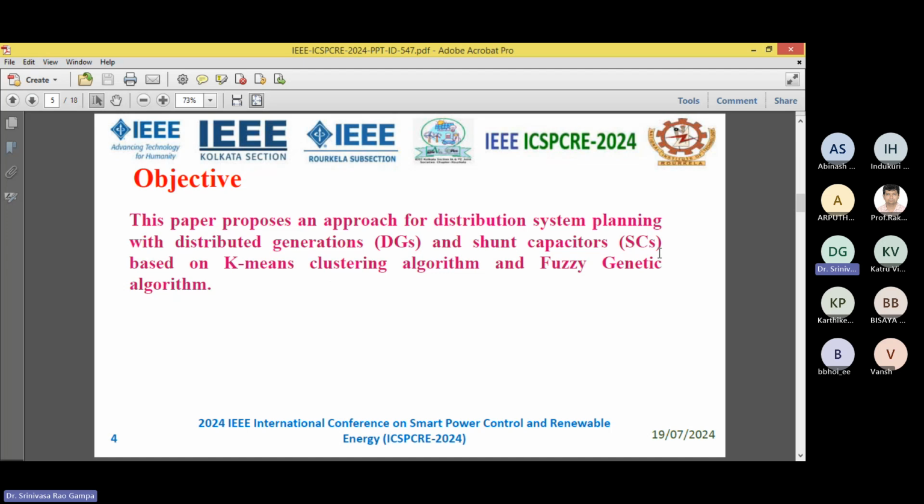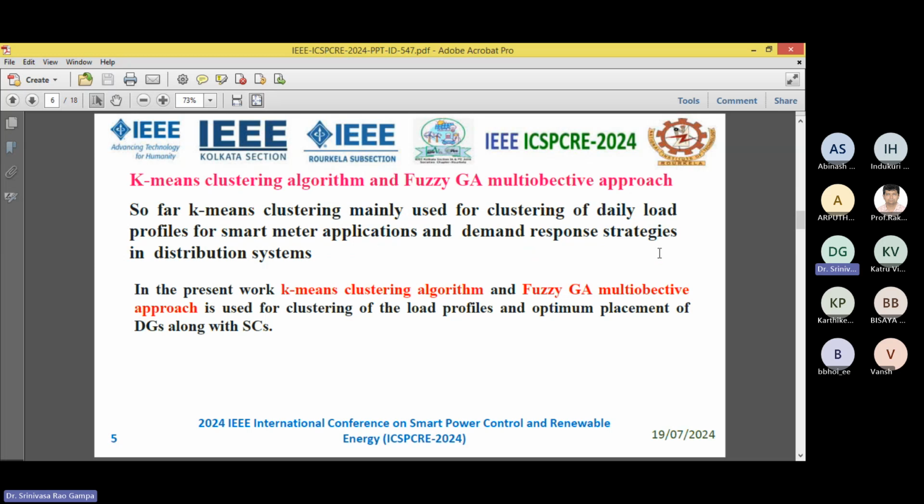So in our objective, what we did is we have used the K-means clustering algorithm in combination with a fuzzy genetic algorithm for estimation of required distributed generations and capacitors for each cluster separately. So far, K-means clustering is mainly used for clustering daily load profiles for smart meter applications, and we use the fuzzy GA methodology approach for clustering the load profiles.